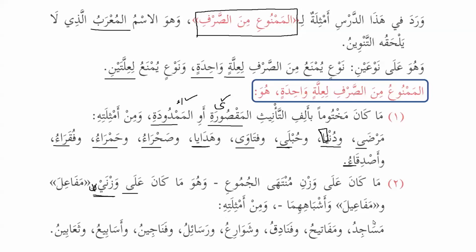وزني مفاعل ومفاعيل. So it is on the pattern of مفاعل and مفاعيل وأشباههما, and whatever resembles them. ومن أمثلته, and from its examples, مساجد. So مساجد is on the pattern of مفاعل. Similarly, we have مفاتيح, which is on the pattern of مفاعيل. Excellent. Then we have فنادق, again on the pattern of مفاعل.